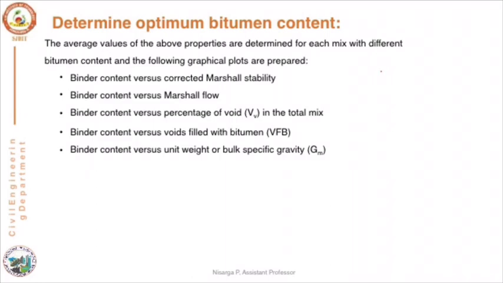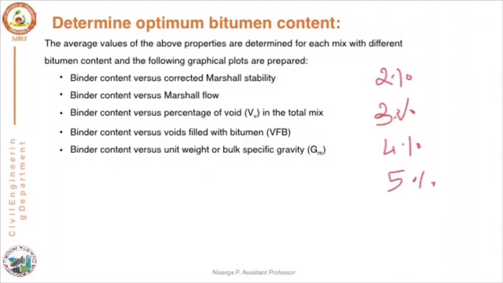Let us say you have prepared 4 mixes, with the first one using 2% bitumen, the second trial using 3% bitumen, the third using 4.4%, and the next 5%. Now for each and every proportion of bitumen that we have used, you have to determine the stability value and the flow value and find out the volumetric analysis.